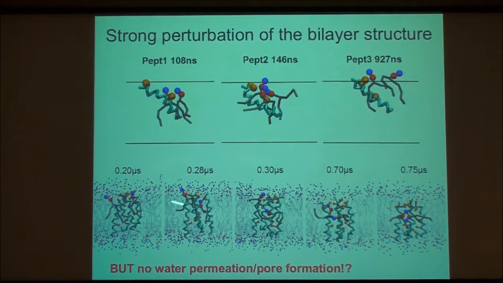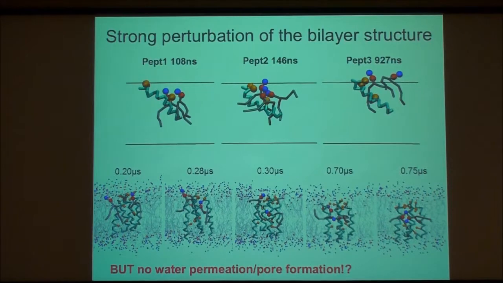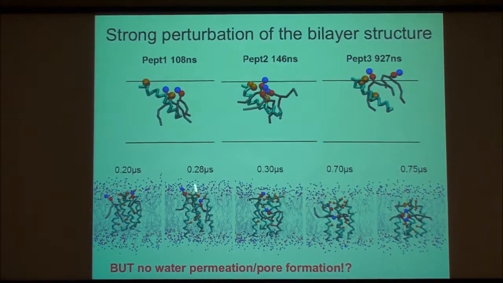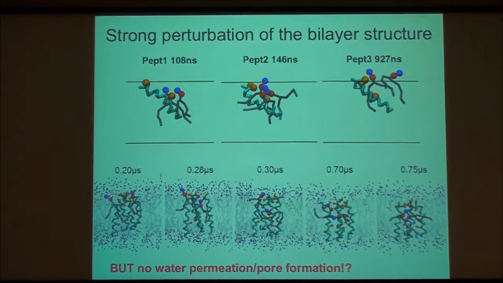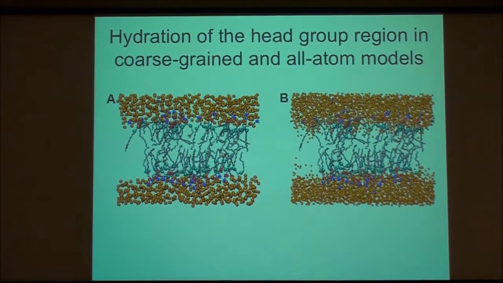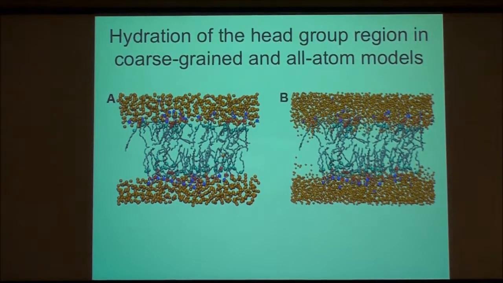Because at this level of coarseness, you might not be able to see detailed properties and phenomena, including water permeation across the membrane. Coarse-grained waters are simply too big, and they are not charged. That's another problem associated with them. And we were not able to see any water permeation or pore formation, what people consider a pore formation in this kind of description. So what we needed to do was to go back to an atomistic description.